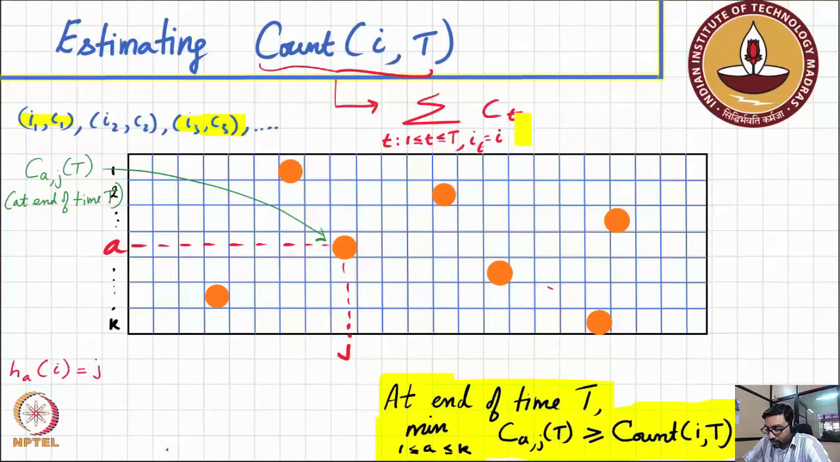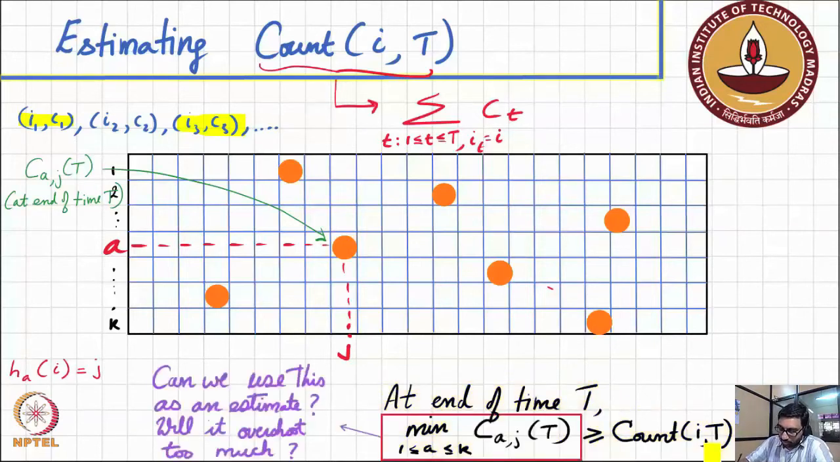So as I just mentioned, just to make it formal, suppose we want to estimate the count I,t. At the end of time t, we look at all the hash locations for item I, and those are denoted by C a,j, and we look at their counter values. That's C a,j of t, and the minimum of all of them is guaranteed to be at least the actual total count value of that item I at the end of time t. So that's exactly what we explained a little while ago with that example. Now this is just a formal description of the algorithm to estimate the total count.